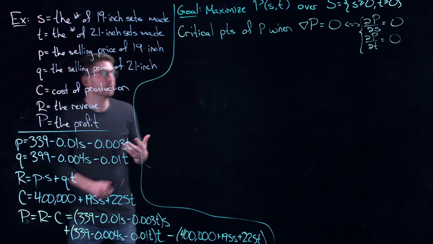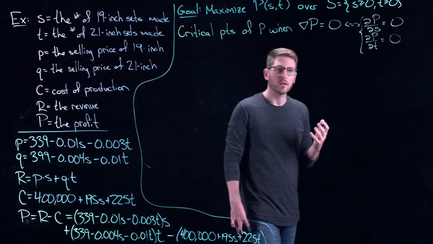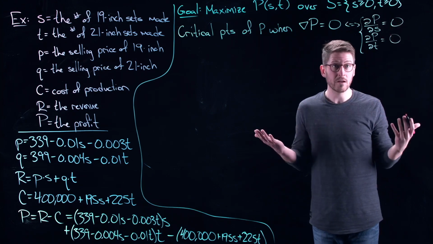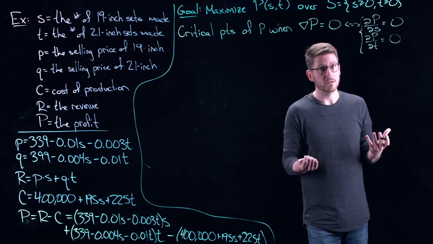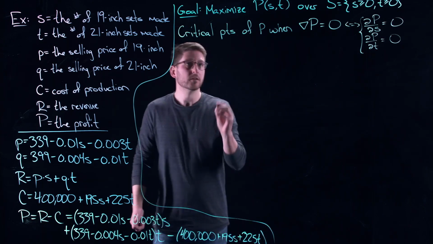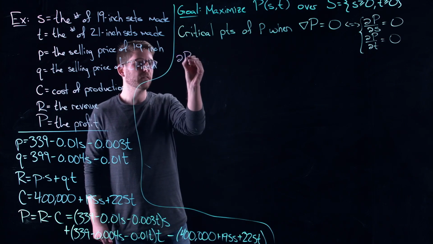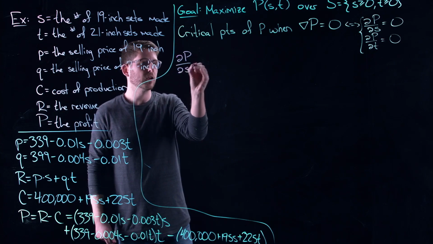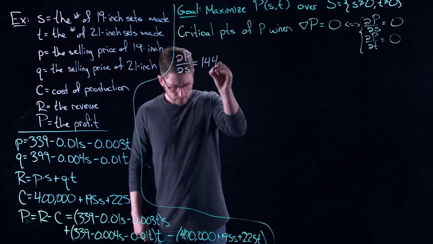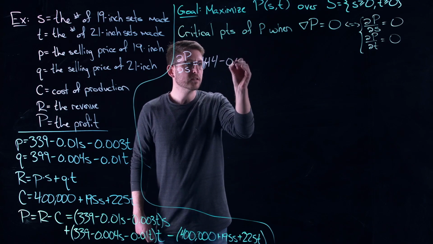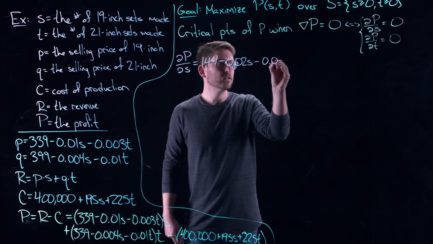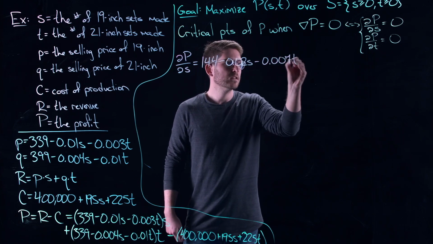So this is really similar to what we did with single variable optimization, right? Now we just have more derivatives that we can set equal to 0. So we just set them all equal to 0. Now, let's take a look at what this yields. Okay, so if I take the partial derivative of P with respect to S, this is going to give me 144 minus 0.02 S, and then minus 0.007 T.